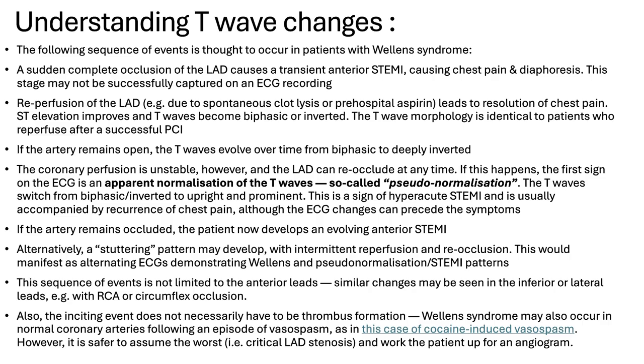Also, the inciting event doesn't necessarily have to be thrombus formation. It can also occur because of a vasospasm in normal coronary arteries, as in the case of a cocaine-induced vasospasm. However, it is always safer to assume the worst, which is a critical LAD stenosis, and work the patient up for an angiogram.